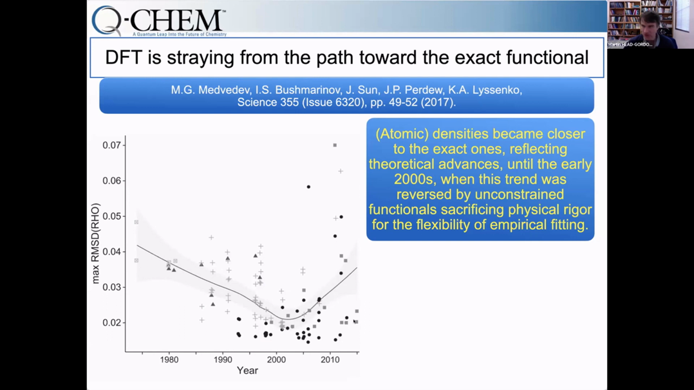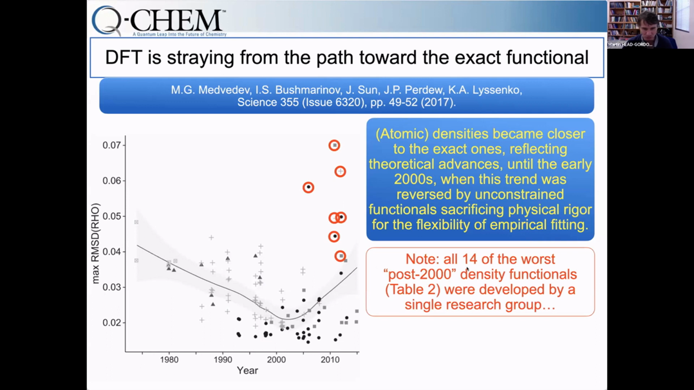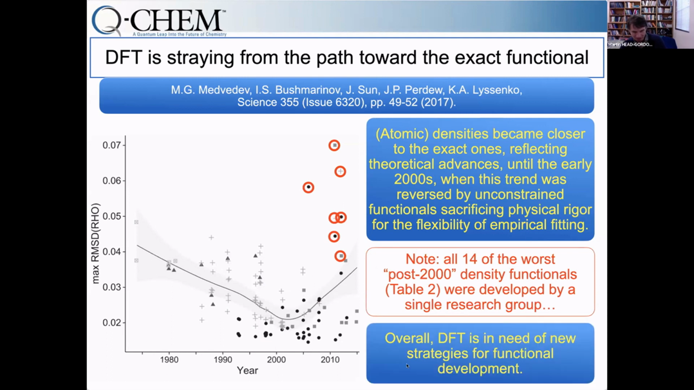And actually, when I first saw this, I was kind of concerned, because 2008 or so was the year when my group first began publishing work on density functionals. We started trying to develop them about 3 years earlier. And that's roughly the early 2000s, when this trend was reversed. So I was concerned. But then when I looked into the data, it turned out that all 14 of the worst post-2000 functionals were developed by a single research group. And so if one deleted those outliers, then the trend would look quite a bit more reasonable. But that's maybe a dig into the data. The broader theme is that DFT needs new strategies for functional development.